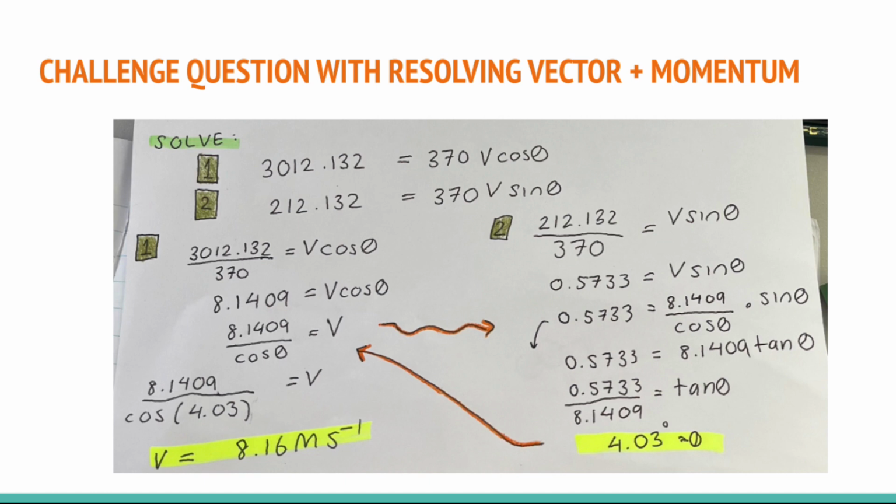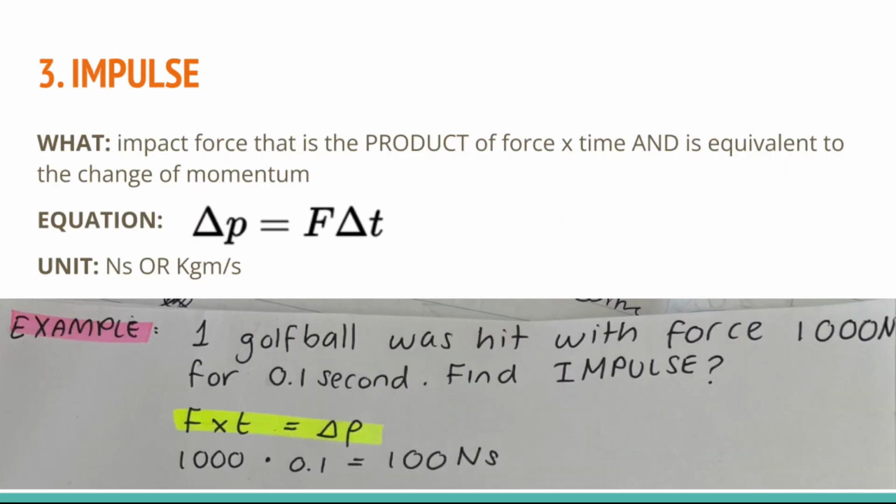Then we brought the 8.1409 divided by 0.5733 to equal tan theta, and then I worked that out to be 4.03 degrees. And from this, I substituted 4.03 degrees into the theta, so I worked out the velocity to be 8.16 meters per second, and that's how you answer this question. So on to our next heading, impulse.